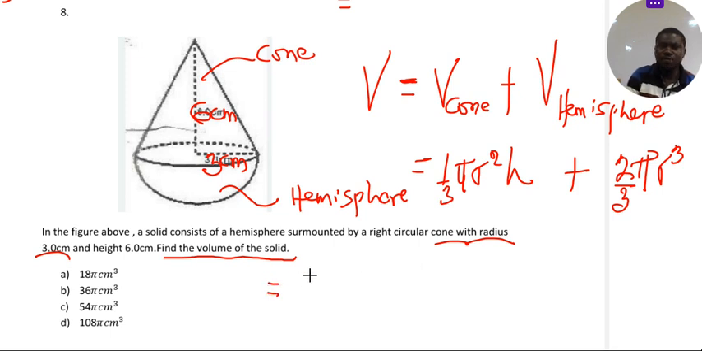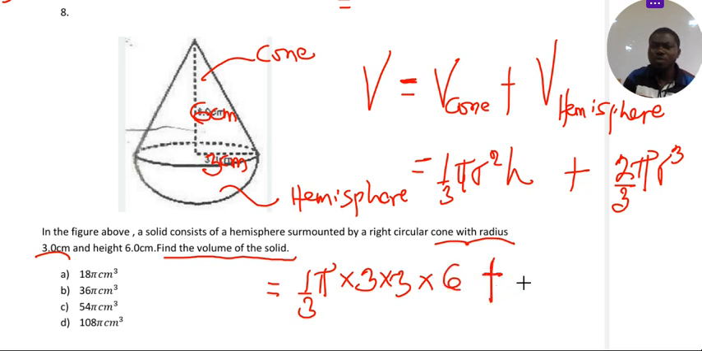Now volume of cone: 1/3 pi, radius of cone is 3 squared, that's 3 times 3, height of cone 6. Volume of hemisphere: 2/3 times pi, radius of hemisphere. Hemisphere and cone have the same radius, since the solids are composite as shown in the diagram. So radius cubed, that's 3 times 3 times 3.